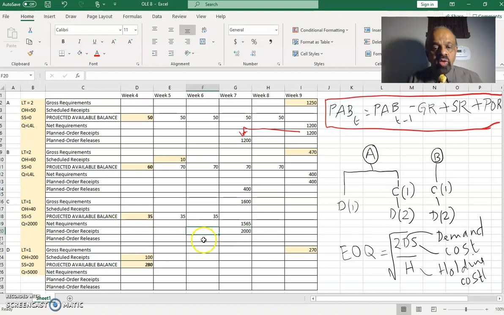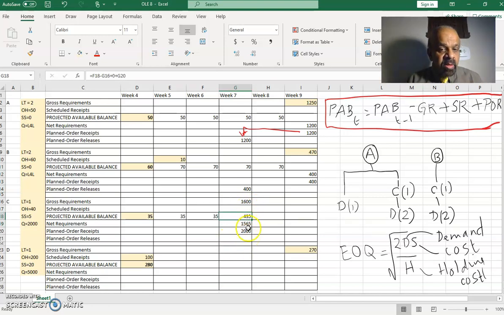So what will be my projected available balance? It is going to be PAB of t minus 1, which is 35, minus my gross requirements, which is 1,600, plus scheduled receipts, which is 0, plus my planned order receipts, which is 2,000. So I have a projected available balance of 435 for C.